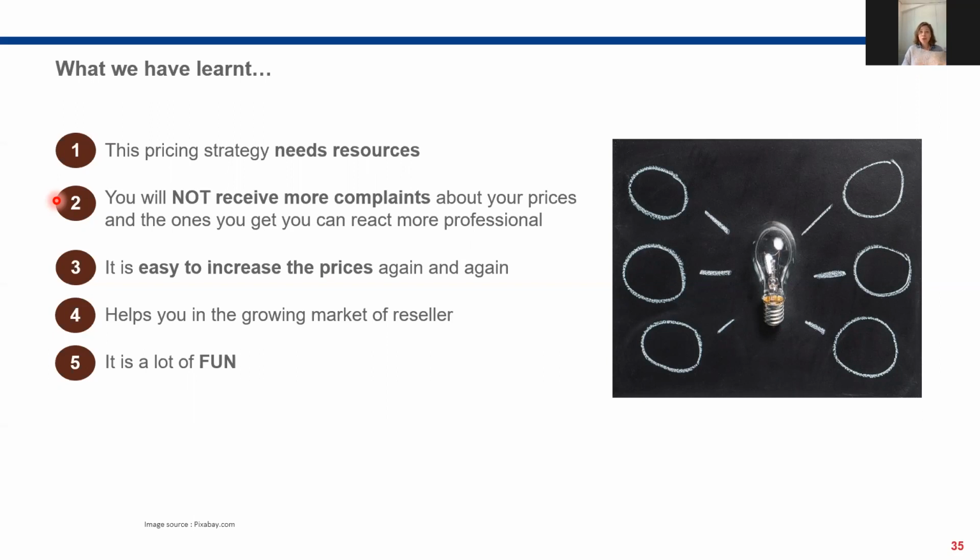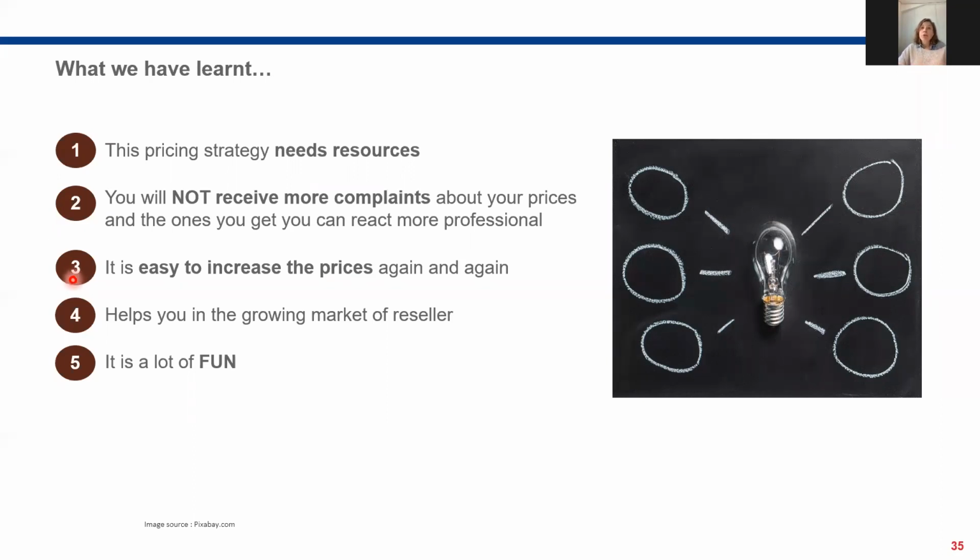It is easy to increase the prices again and again. To be honest, we will change the prices next year from 17 euros to 19 euros, and the year after we will go to 20 euros. And you can do it much more flexibly than with a stable price, because then you have to change all your communication every time. You don't have to do this with flexible prices.